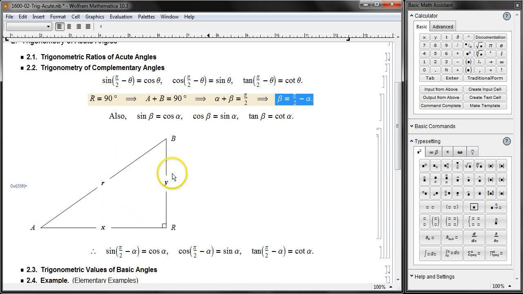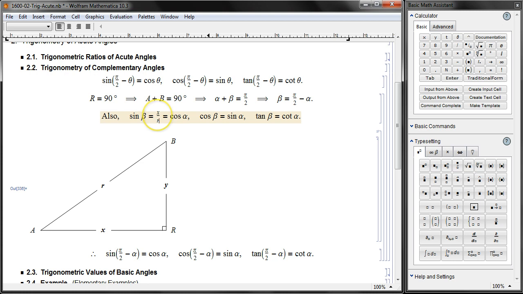Now, just looking at this, sine of beta here is opposite over hypotenuse of this angle here. What's the opposite? X. Hypotenuse is, of course, R. Now, if you look at it from this angle here, alpha, then that's the same as adjacent over hypotenuse. So these two are the same. Sine of beta and cosine of alpha are the same.